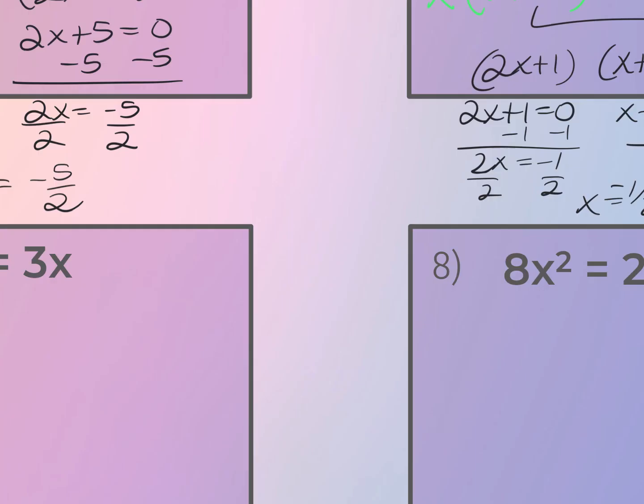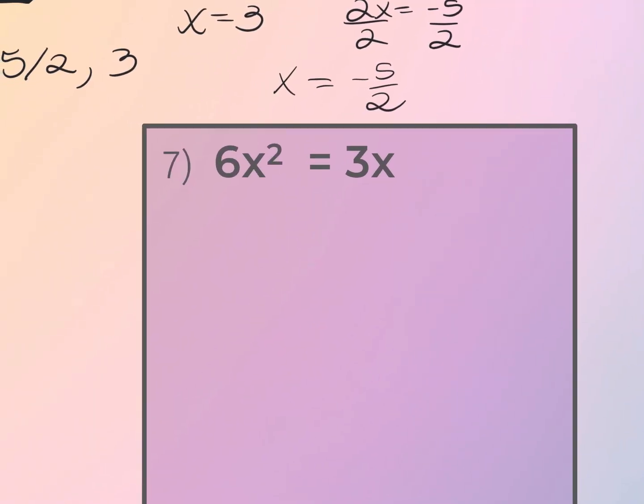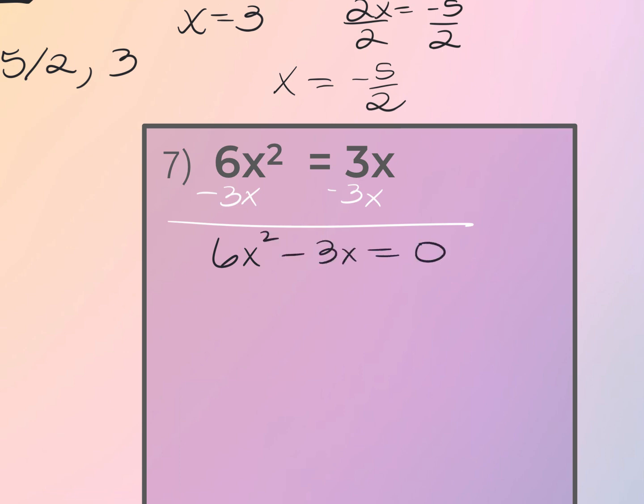So for number 7, set your equation equal to 0 first. So I need to subtract the 3x. And now my equation is 6x squared minus 3x equals 0. I need to look for my greatest common factor. My GCF here is going to be positive 3x. So if I divide that, put the GCF on the outside. After I divide, 2x minus 1.